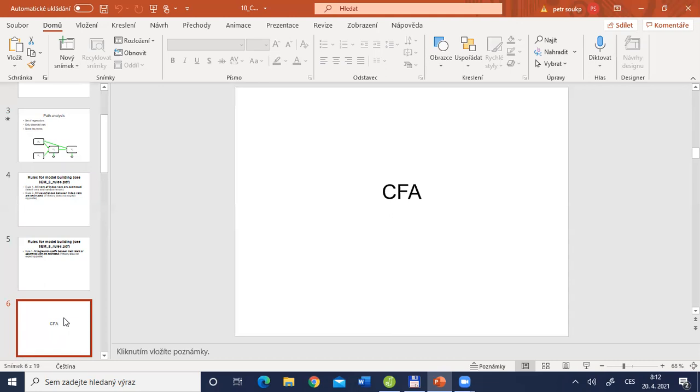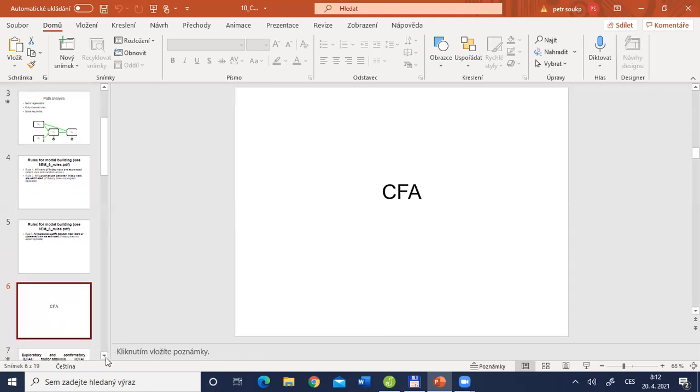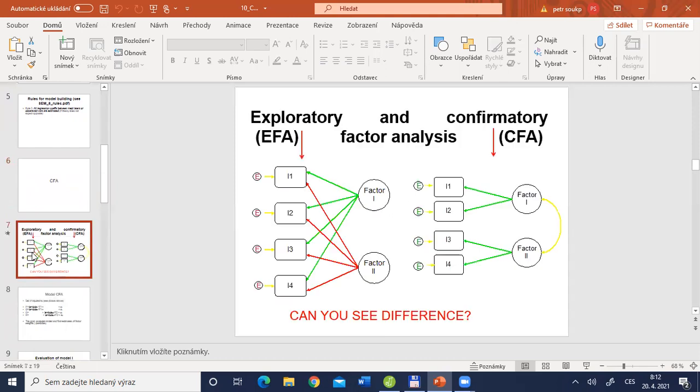So you can also find in the literature that somebody applied CFA, which means that he or she applied confirmatory factor analysis. First of all, I would like to once again show you the picture, which tries to explain the basic difference between the exploratory model and the confirmatory model. On the left-hand side, you can see the exploratory model.